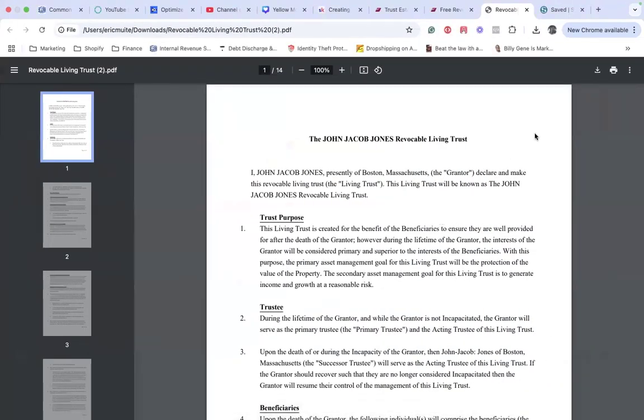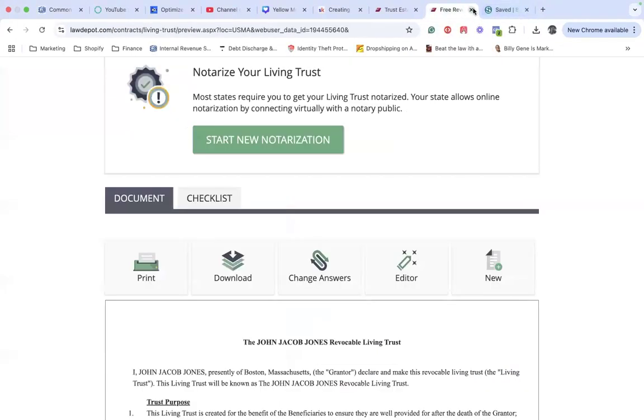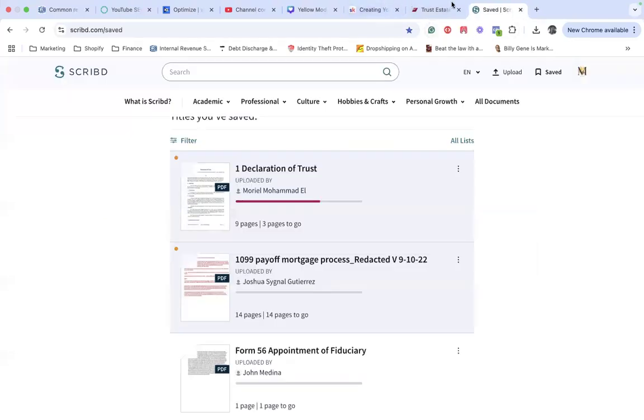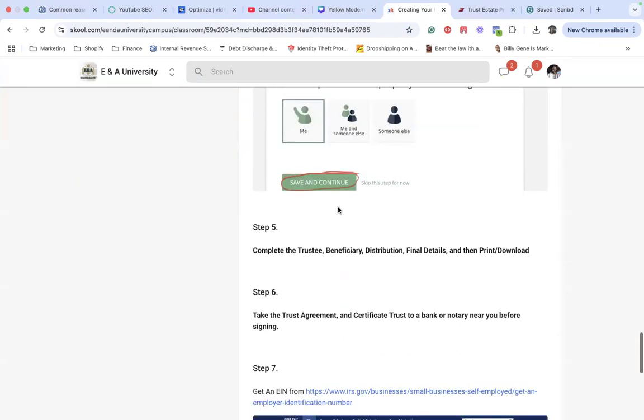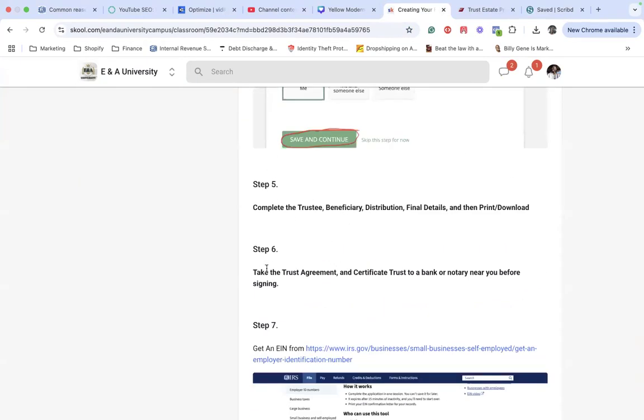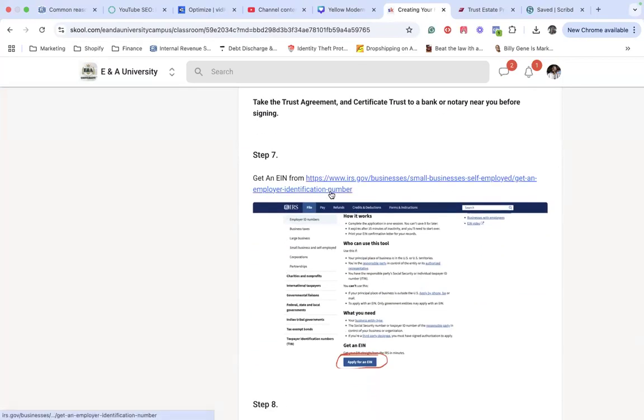This is the fun part. I told you I would go over this yesterday, and this is also going to be a 5-minute lesson. Now that we've covered all of this and gone through the steps, we take the trust agreement and certificate of trust to the bank notary near you before signing. Then we go right to the IRS and get our EIN.